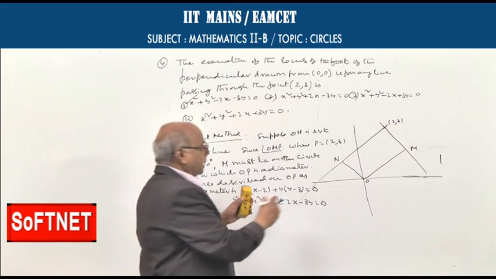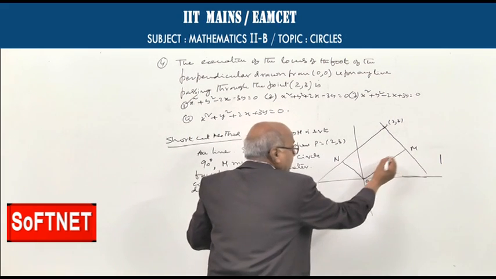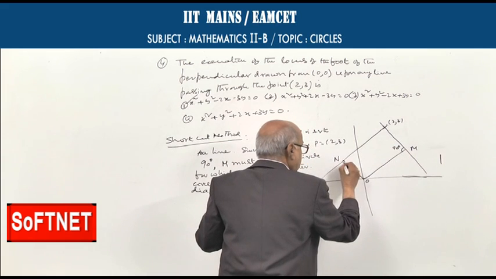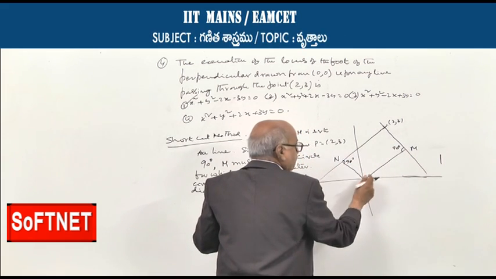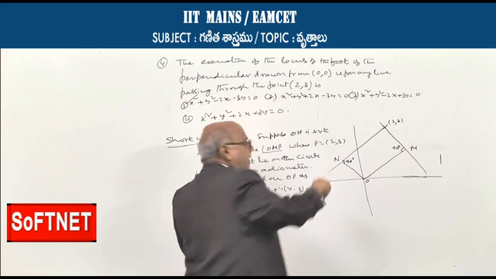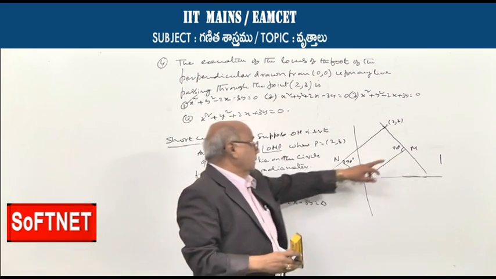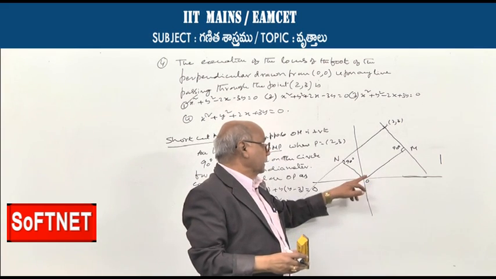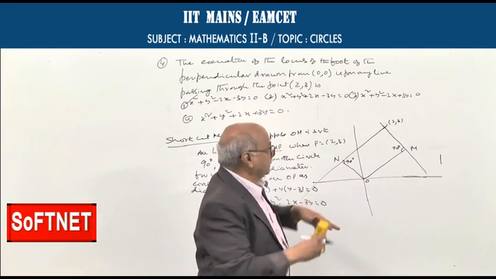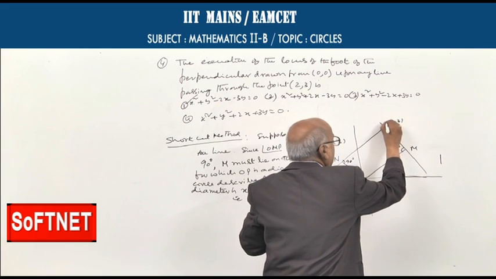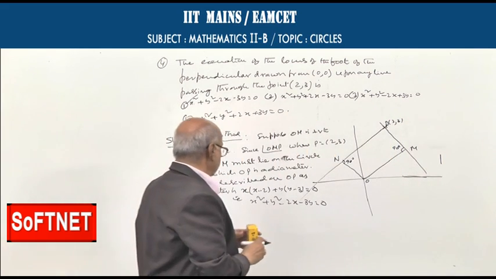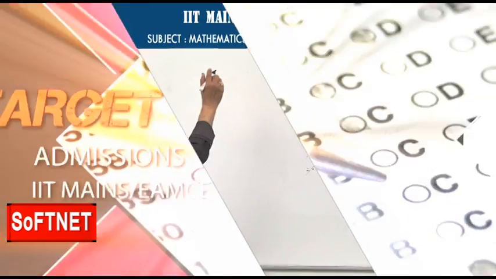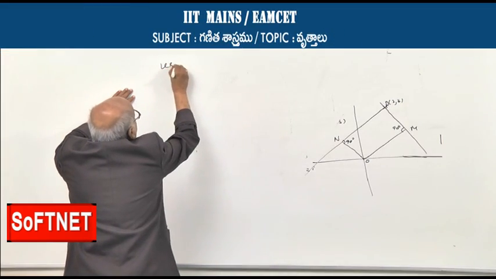Which is nothing but option number 1. This is just because, see, this is 90 degrees and this is also 90 degrees. So this M and N lie on a circle. These 4 points are concyclic. So that means OP is the diameter. That is the shortcut method. Now, I will give you the usual method.